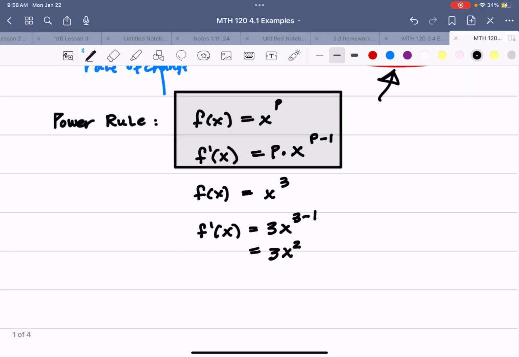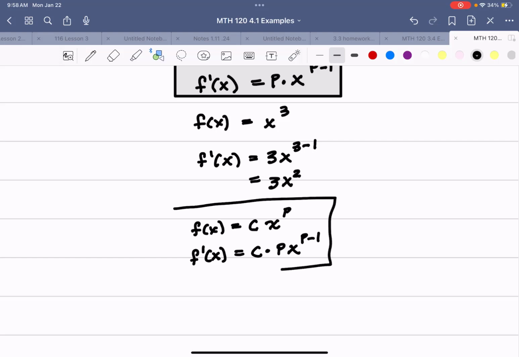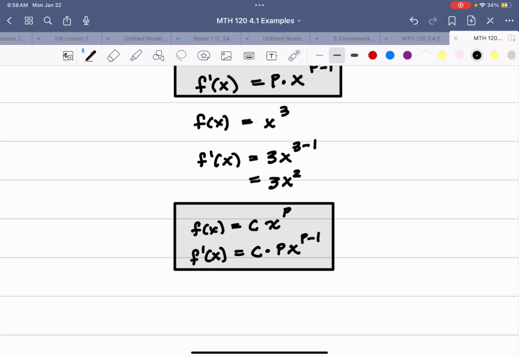Now if you have a constant in front of your power. So let's say we have f of x is cx to the p. Well, the rule is basically the same. You'll have c times p x to the p minus 1. So that's our second power rule. So if we have something like f of x is 6x squared, we'll have f prime of x is 6 times 2, x to the 2 minus 1, or 12x to the 1.